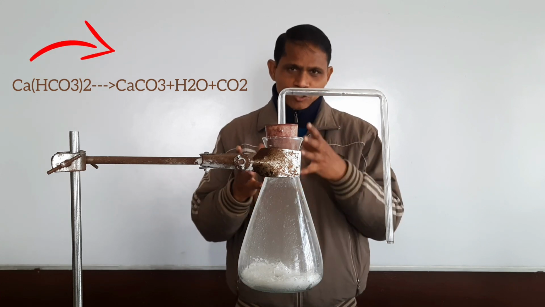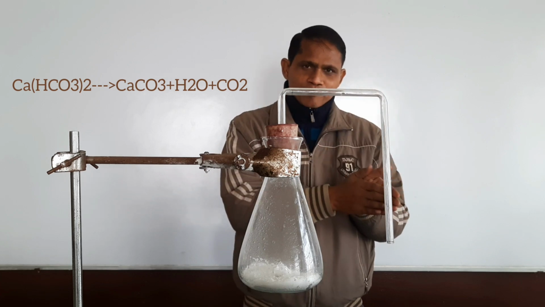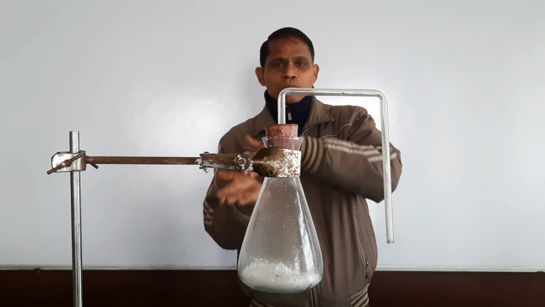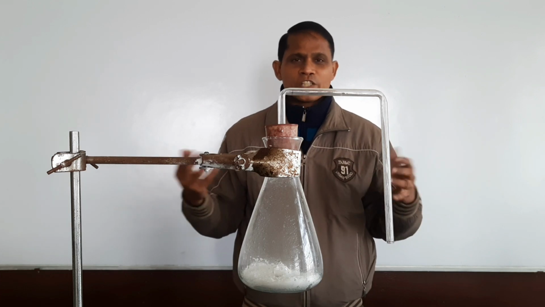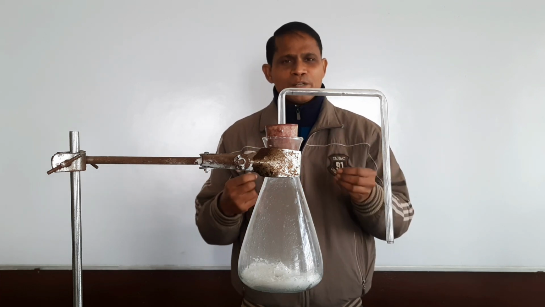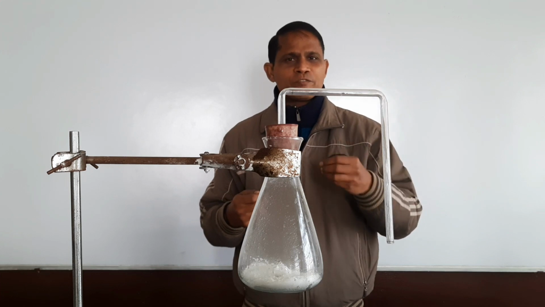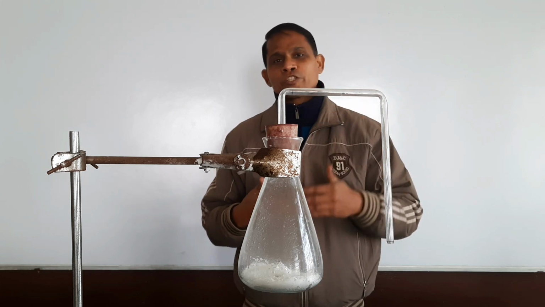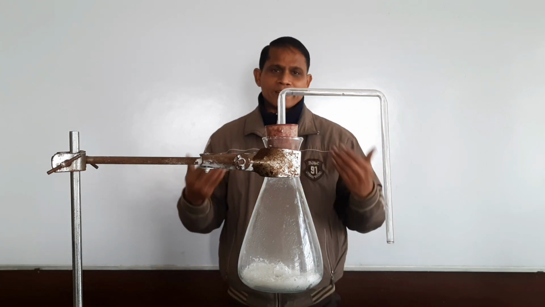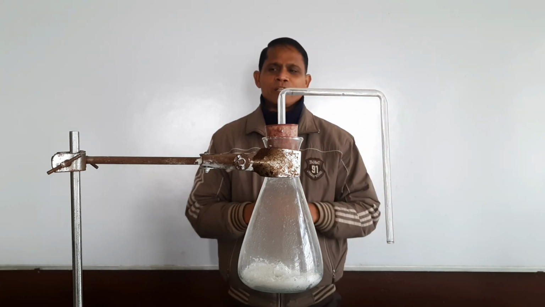So what happens? First of all, milkiness will be there. Then if I use more carbon dioxide, the milkiness will disappear due to the formation of calcium hydrogen carbonate. And if I heat the same solution, the milkiness will come again due to the formation of calcium carbonate. Let us do this experiment, student.